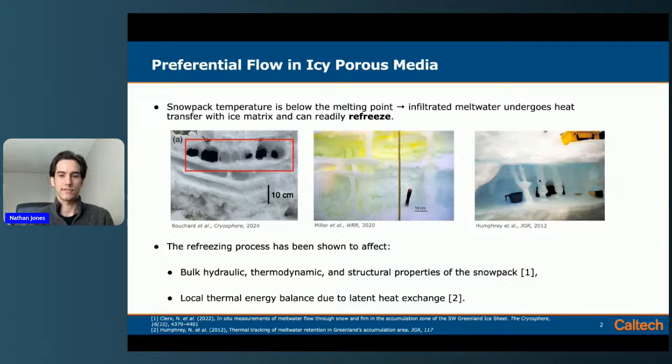And so these sort of solid skeletons that exist in the snow are going to affect things like the bulk hydraulic properties, the thermodynamic properties, because we're now introducing heterogeneities, which the porous medium will now become anisotropic due to these sort of long, slender bodies that are in the porous medium. And also, when this refreezing process occurs, because there's this local latent heat exchange, that'll affect the local energy balance, and we'll see local warming events when these sort of structures are formed.